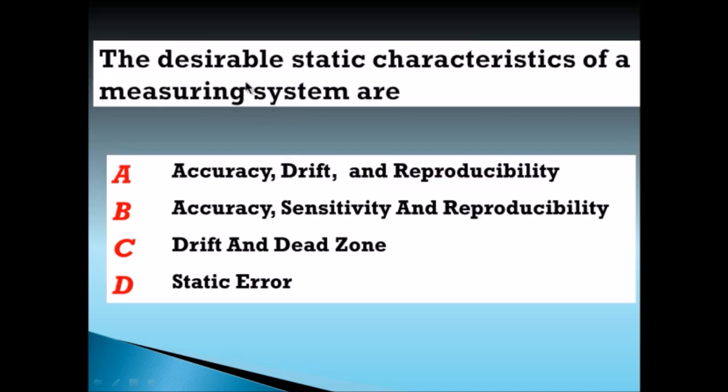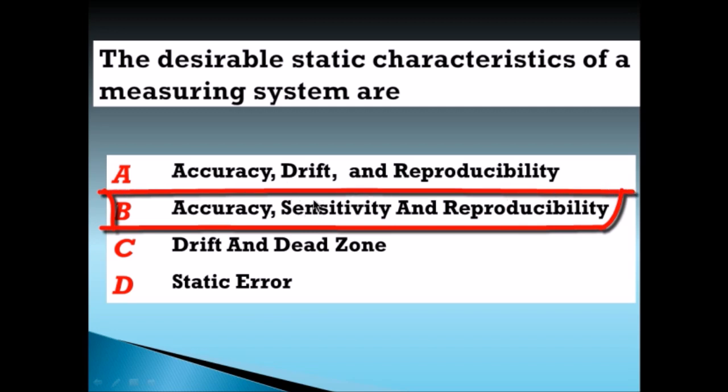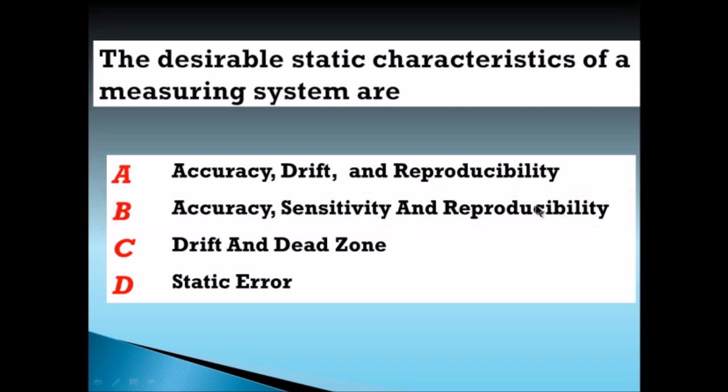Next question: the desirable static characteristics of a measuring system are. We have already prepared a separate video for static and dynamic characteristics. The options are accuracy, drift and reproducibility; accuracy, sensitivity and reproducibility; drift and dead zone; and static error. All of these quantities are static, but what we desire is the answer, option B. We require accuracy, sensitivity and reproducibility for our measuring system.